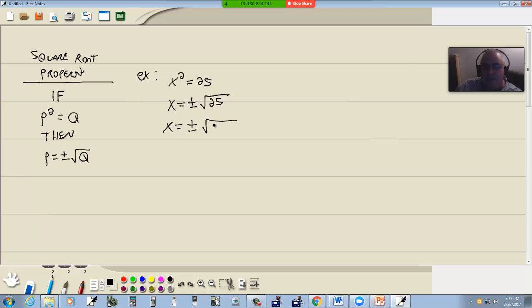Now remember, we always simplify square roots, or radicals. 25 is 5 times 5. And remember, the square root will look for a pair of somethings. Here's a pair of 5s, so they're going to come out in front as a single 5. And we got x is equal to plus or minus 5. Now what that plus or minus means is we're going to have x equals negative 5 and x is equal to positive 5.